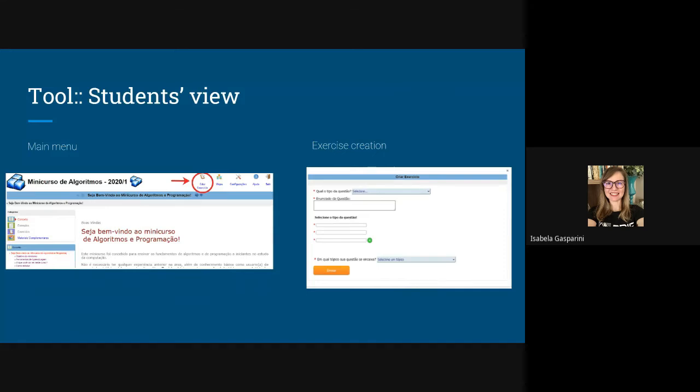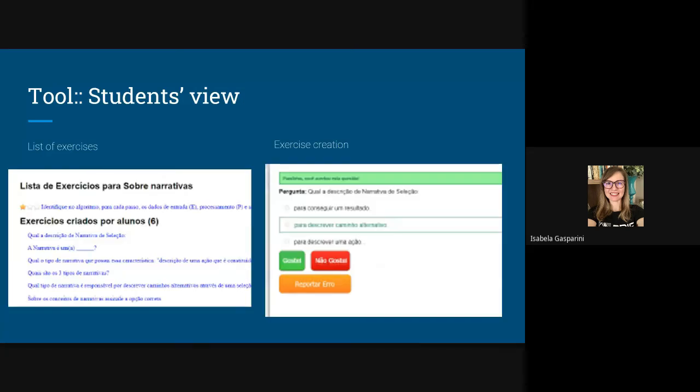In this form, students must choose the type of question, its statement, the alternatives including quantity and which are correct, and which topic of the subject the question should be linked to. When a student creates a question, it will automatically be available to classmates on the exercise list page. The exercises created by students are presented in a separate list from the exercises created by the teacher.